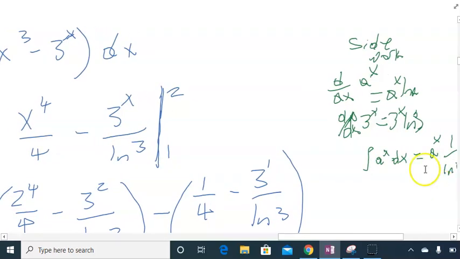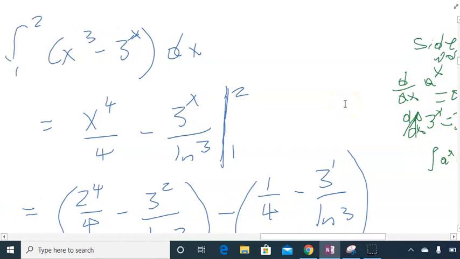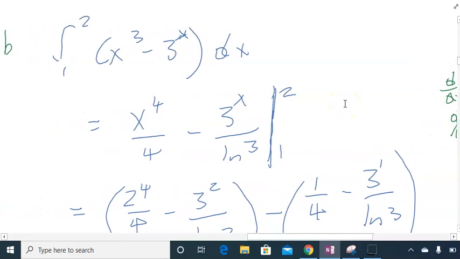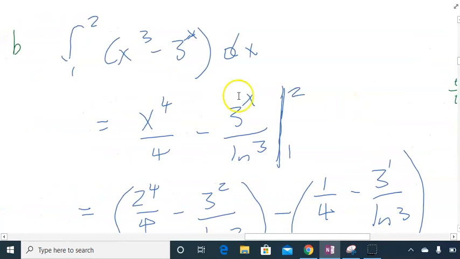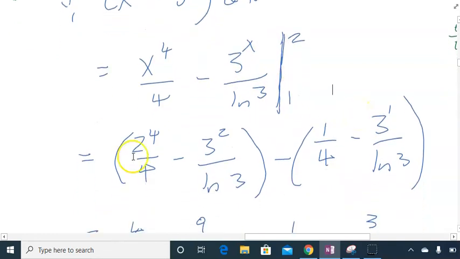So if you can remember this, you can remember taking derivatives and then think of it backwards to go to your antiderivative, and that is one way of thinking about it. Right? So that's how we got 3 to the x over ln of 3, evaluated at 2 and at 1. So we're going to evaluate at 2 and subtract the evaluation at 1. Okay, so this is going to be equal to 2 to the 4th power over 4 minus 3 squared over ln of 3 minus all of 1.